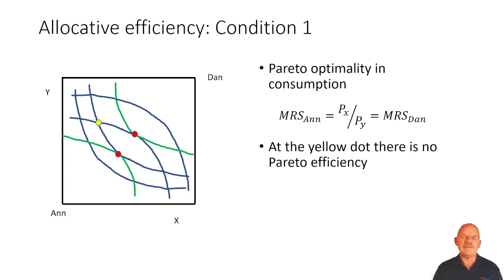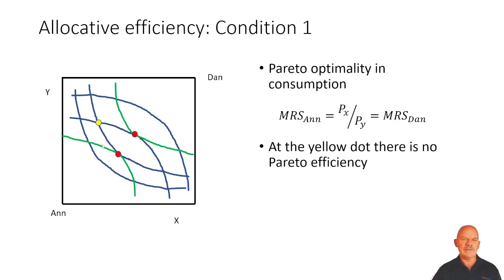Now, I haven't given the definition of Pareto optimality. Yellow is not Pareto optimal for the simple reason that we can improve either Ann or Dan's situation by moving to one of the red dots. If we move from yellow to the top red dot, then we would move onto Ann's highest indifference curve. So at yellow we are at Ann's second indifference curve, and we're also at Dan's second indifference curve. But if we move to red, we stay on one of Dan's curves, but we move to a higher curve for Ann.